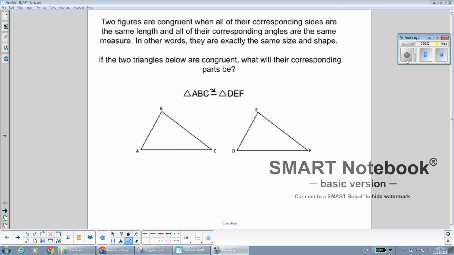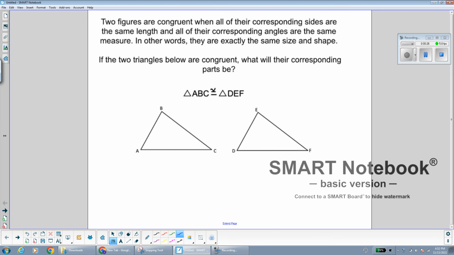In this video, we're going to be going over last week's geometry topic, which was on congruent triangles and proofs involving congruent triangles. So just to review, two triangles are congruent when all of their corresponding sides are the same length and all of their corresponding angles are the same measure. In other words, they are exactly the same size and shape.